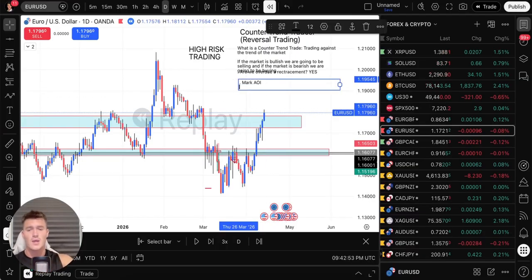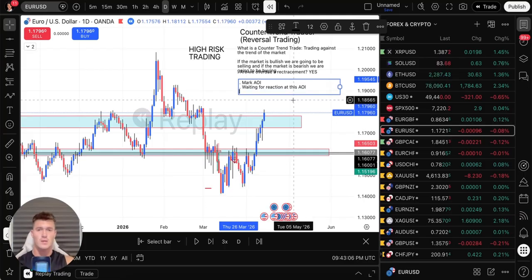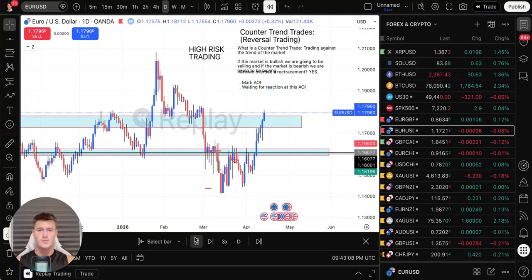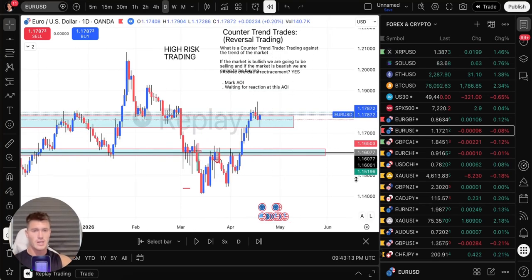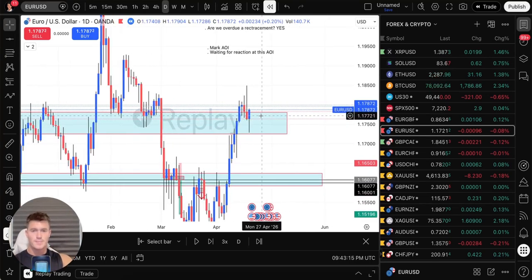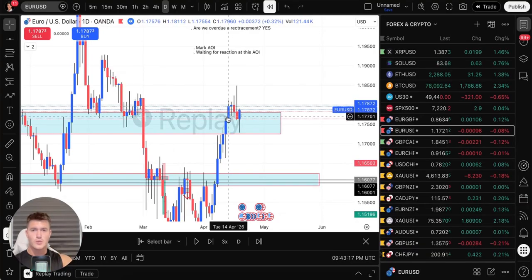So I am now waiting for reaction at this area of interest. Okay? So let's see if we get some reaction. We do. The reaction here that I see is this little evening star pattern, which is a reversal pattern. And what are we doing? Reversal trading.